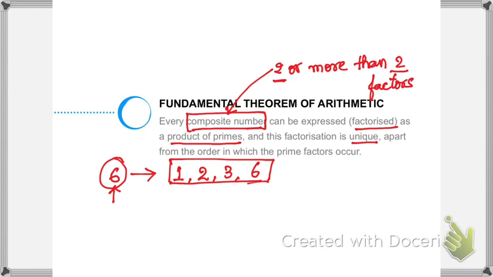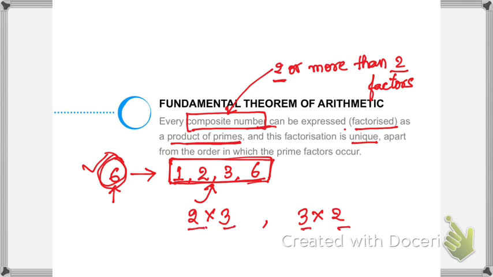It is given that every composite number, and we have taken 6 as an example, can be expressed or factorized as the product of primes. So what are the prime numbers over here? That is 2 into 3. We can write it as 2 into 3 or 3 into 2. Here both 2 and 3 are prime numbers.